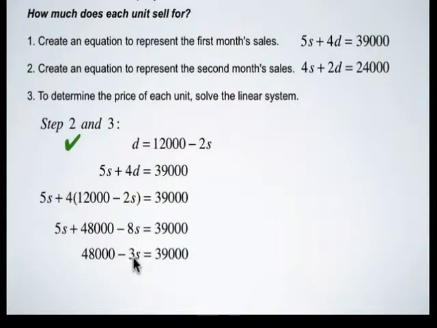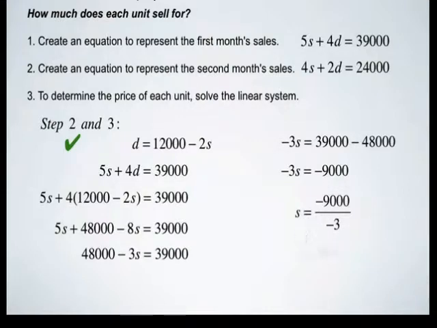We still have to solve for S, so we're going to subtract 48,000 from both sides of the equation. And when we do that, we end up with negative 3S is equal to 39,000 minus 48,000. So negative 3S is equal to negative 9,000. We divide both sides by negative 3, and we end up with S is equal to 3,000. So that means that the standard unit sells for $3,000.